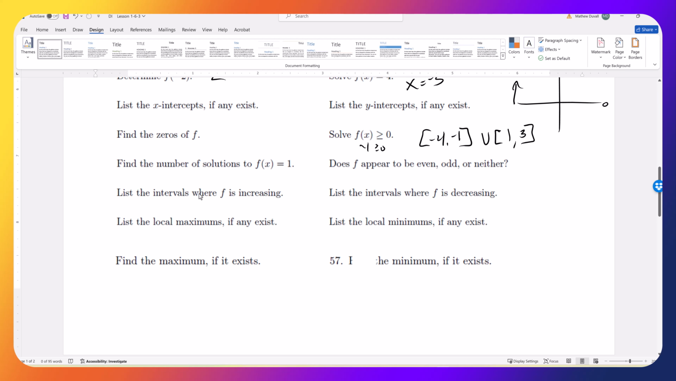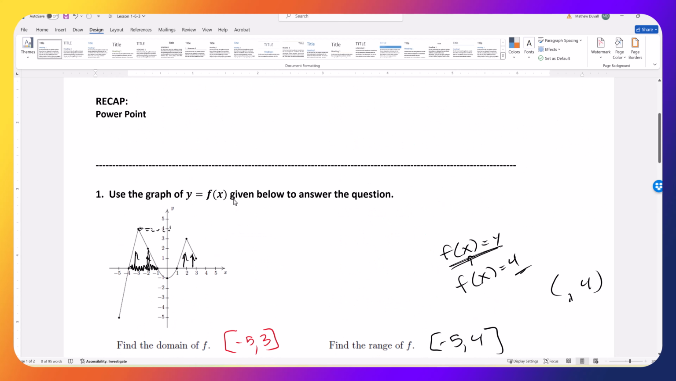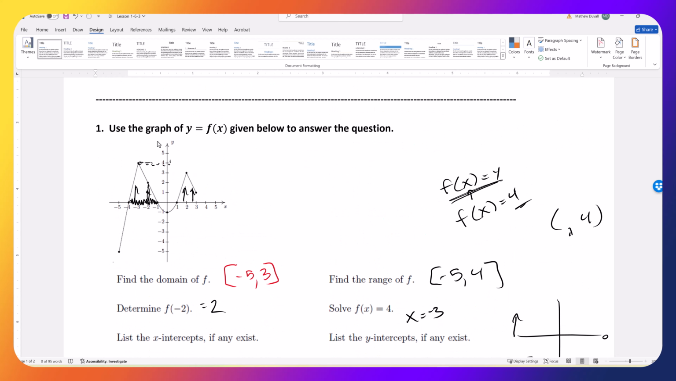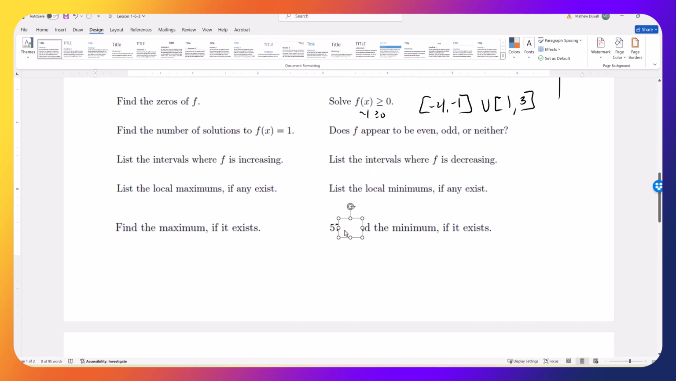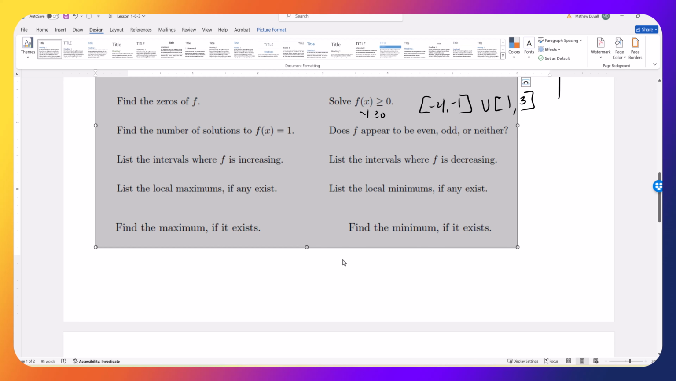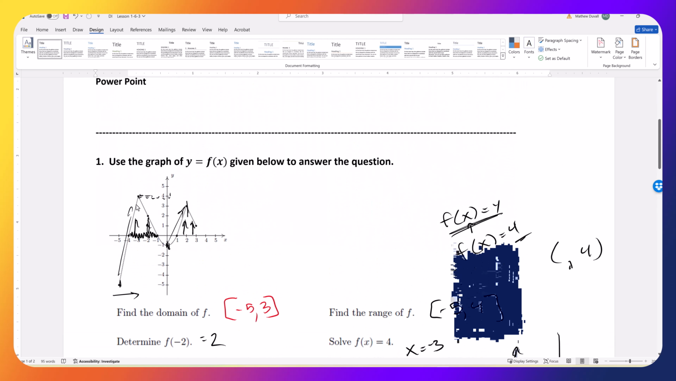Then it says list the intervals where your function is increasing. So remember, that means that if you start moving this way, is your graph going up or down? And so from -5 to 3, my graph is going up, so that's increasing. From 0 all the way to 2, my graph is going up, so that's increasing. And so we would say that those two intervals are increasing. It says list the intervals where it's decreasing. Same thing, but it's where it's going down. So from -3, decreasing.